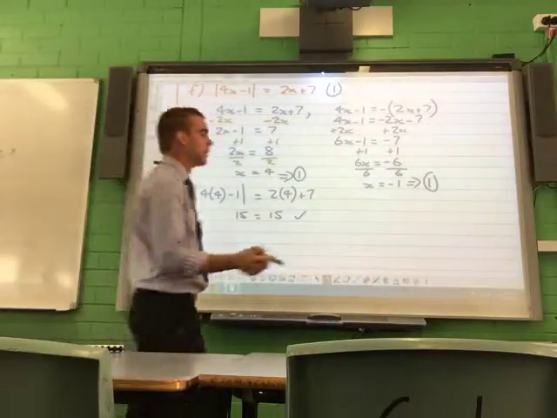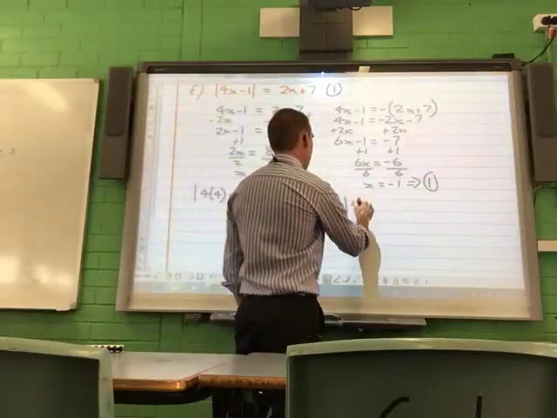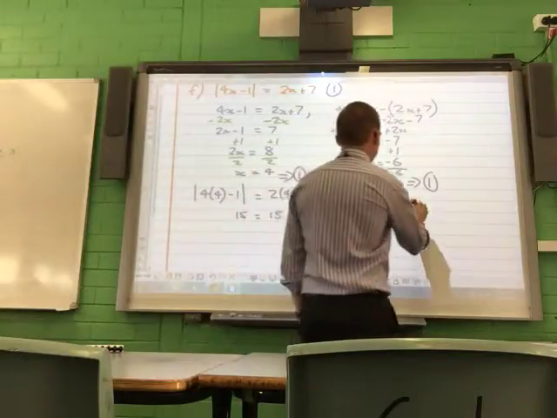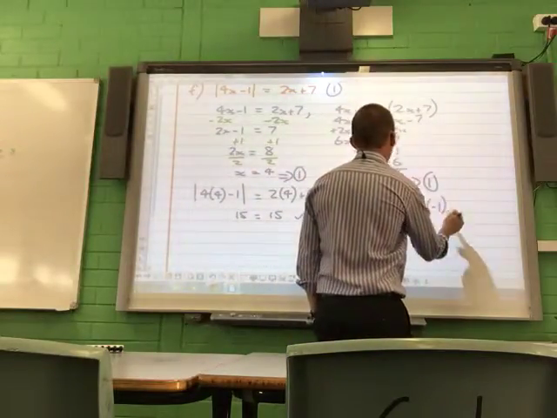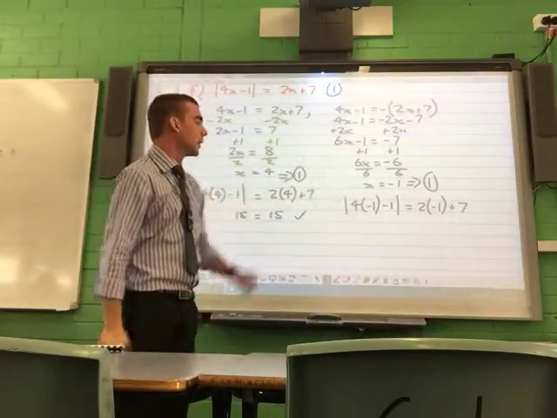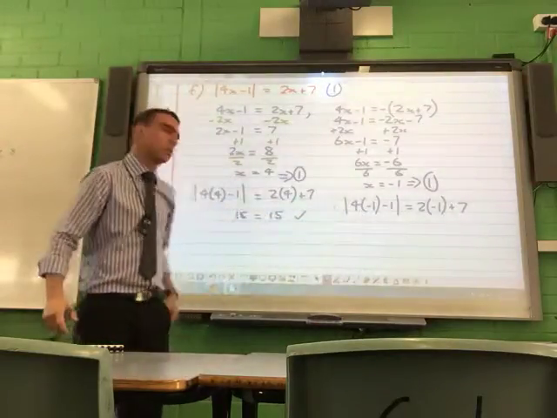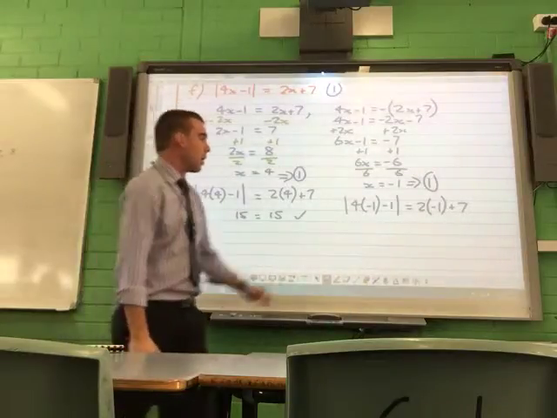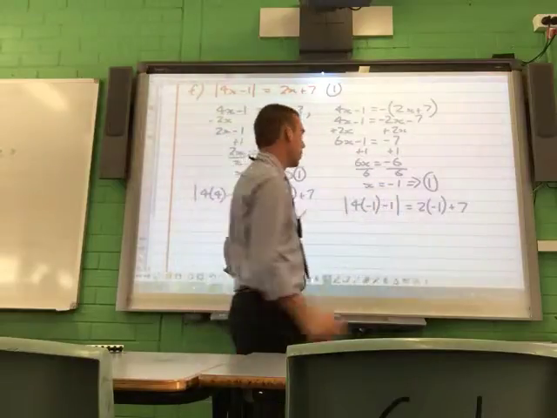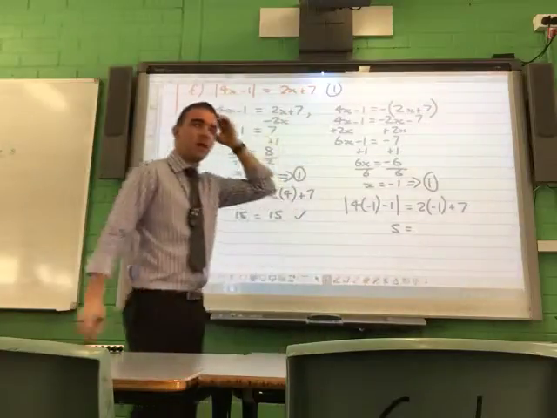Keep going. Alright, so the absolute value of 4 lots of negative 1, take away 1, is equal to 2 lots of negative 1 plus 7. So I've rewritten the equation, replacing x's with negative 1, and be careful with substitution by putting brackets in there. Alright, so 4 lots of negative 1, which is negative 4. Negative 4, take away 1, which is negative 5. Take the absolute value of negative 5, and you get 5.